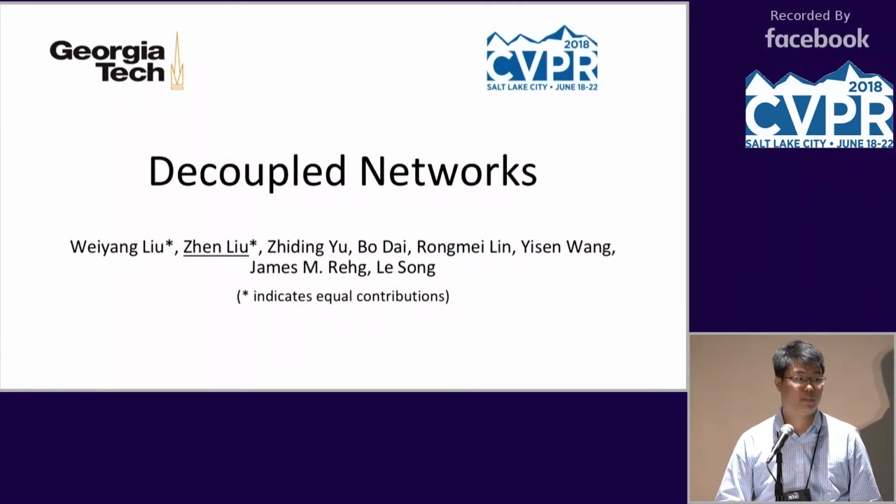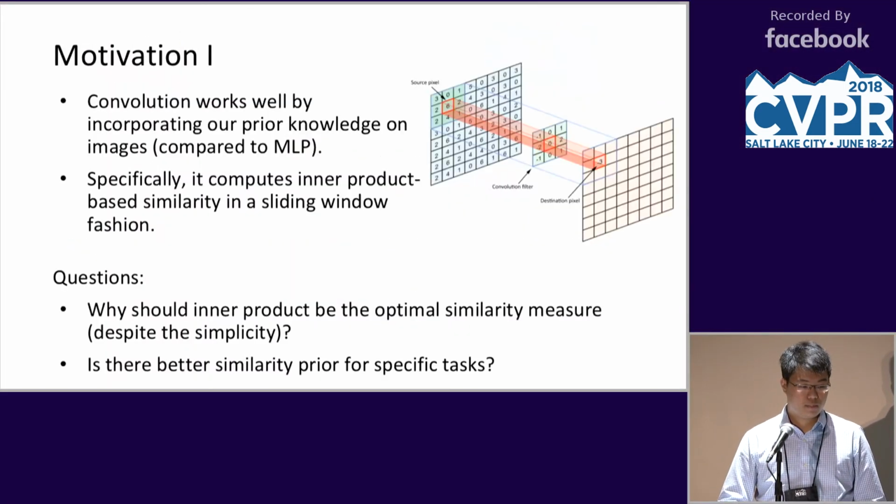So hi, I'm Zhang. I'm going to present our paper, Decoupled Networks. Convolution has been a successful standard module in computer vision. Compared to MLP, it incorporates some key priors into the architecture. Specifically, we can view convolution as an inner product-based similarity measure in a sliding window fashion.